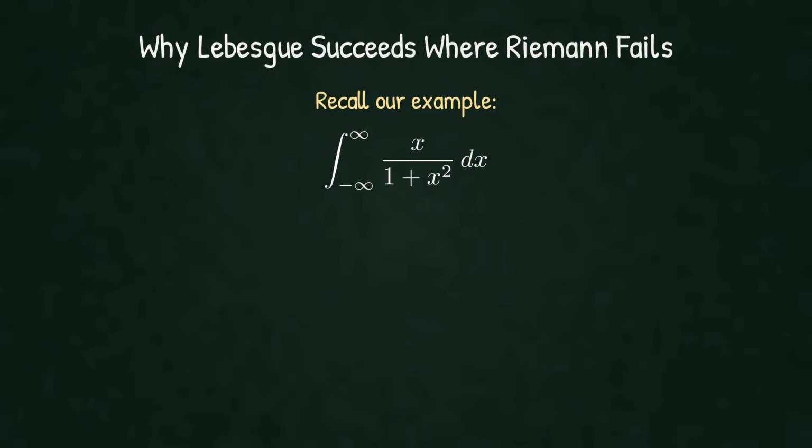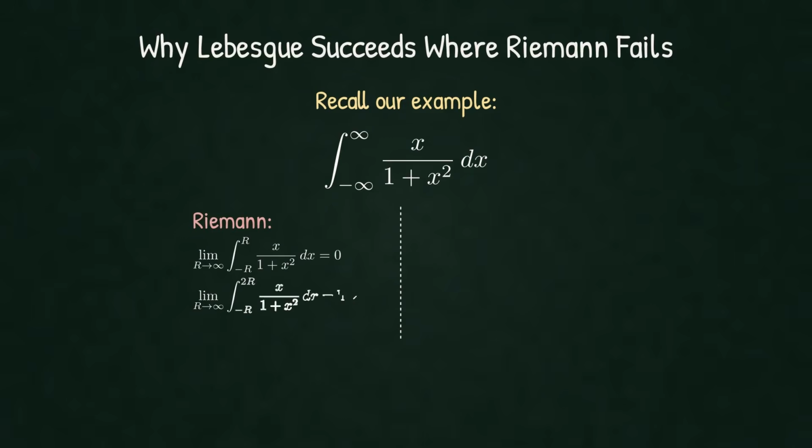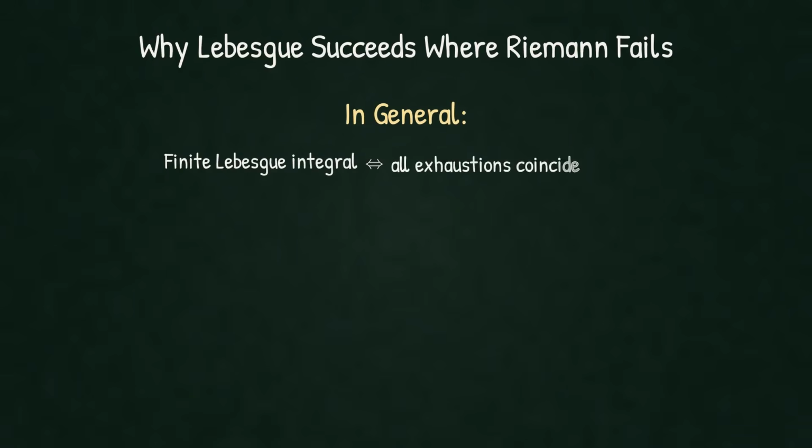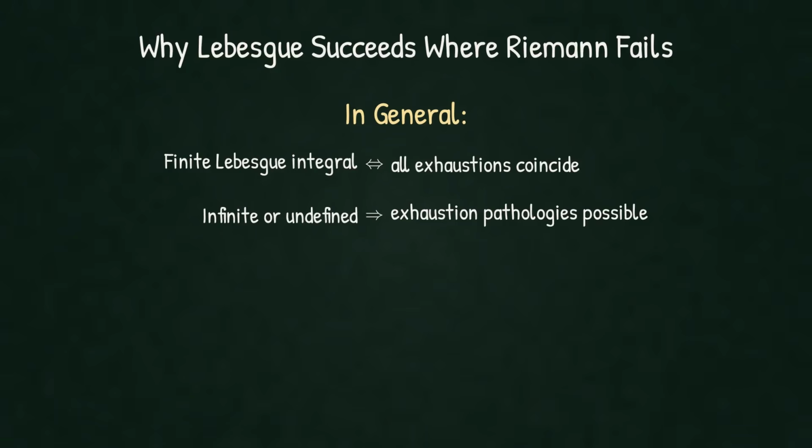Let's return to our example. The integral of x over 1 plus x squared over the entire real line. Riemann gives different answers for different exhaustions. Symmetric, negative r to r gives 0. Asymmetric, negative r to 2r gives the natural logarithm of 2. Different answers for the same integral. With Lebesgue integration, this function is not integrable. But that is a clear, unique answer, no ambiguity. In general, a finite Lebesgue integral means all exhaustions coincide. An infinite or undefined Lebesgue integral means exhaustion pathologies are possible.